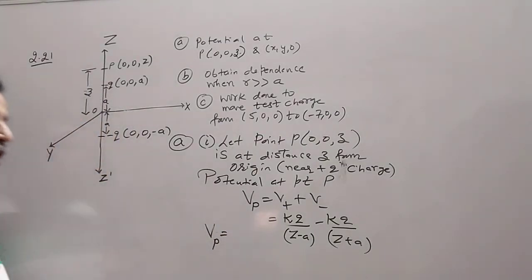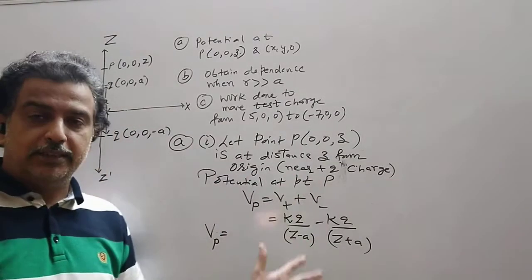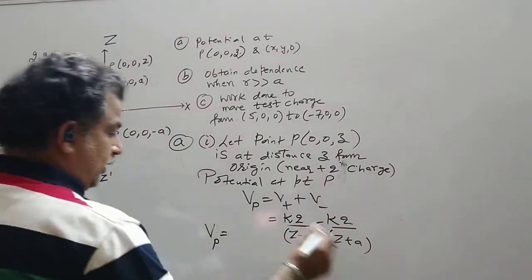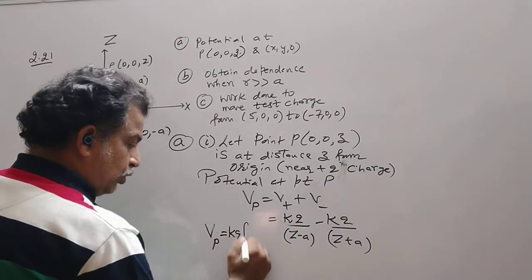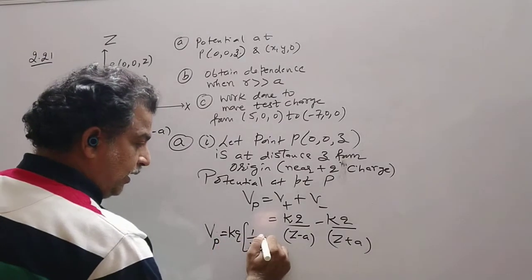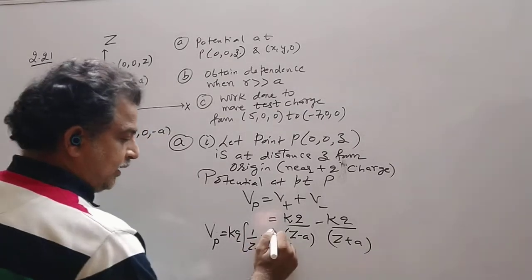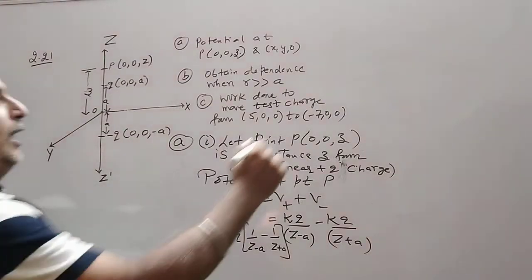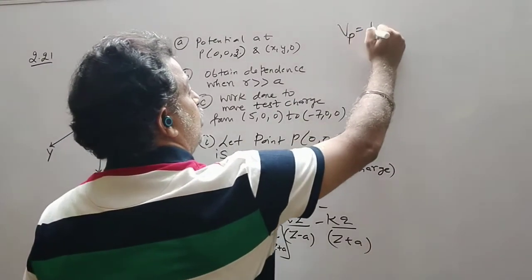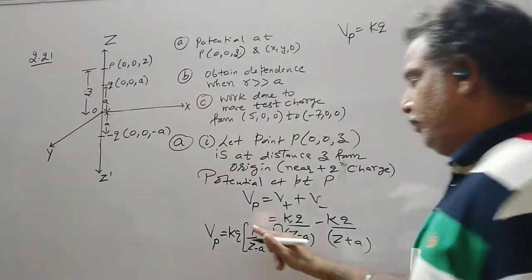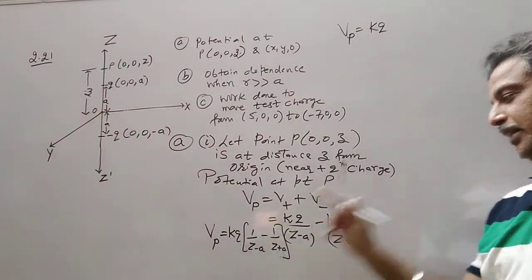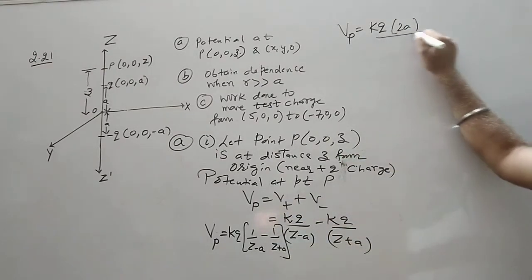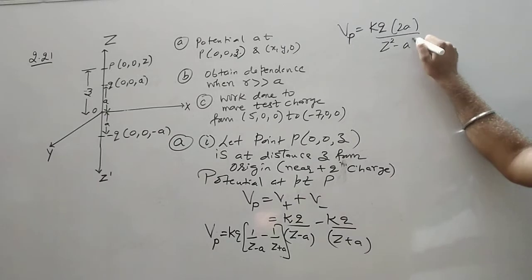So Vp is equal to, it is along the axial point. We have taken the general situation. So again KQ is common, so it becomes 1 upon Z minus A and 1 upon Z plus A. Therefore, potential at point P is equal to KQ, now Z plus A minus Z plus A, so it becomes A plus A, 2A upon Z square minus A square.